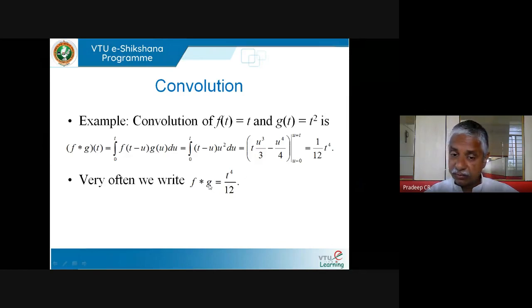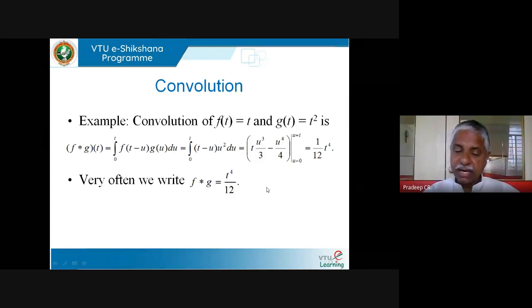All this goes unsaid. So we won't keep writing f star g of t, but I've written it just initially so that you get used to the fact that f star g is a new function of t. That's all. Afterwards, we won't keep writing. So we just say f star g is t power 4 by 12 in this case.